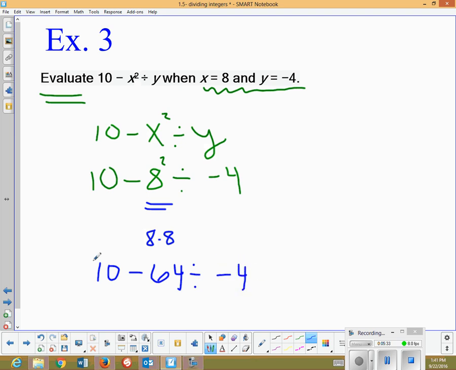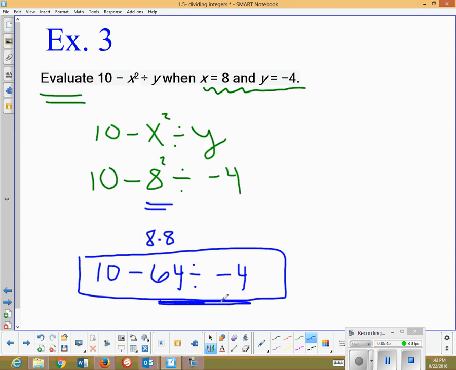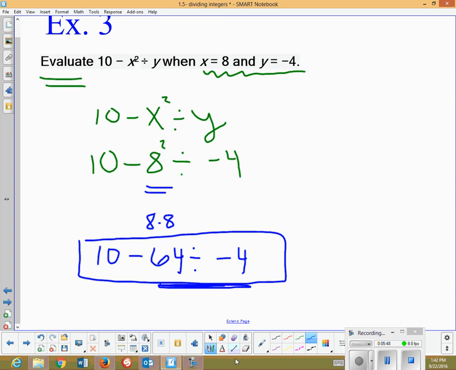Okay, now in PEMDAS, for order of operations, the next thing we're going to do, after parentheses and exponent, is multiplication or division. Since we don't have any multiplication, but we do have division, and I notice division is right here, I'm going to go ahead and divide that. So we're going to ask ourselves, what is 64 divided by 4? If you're not sure, 64 divided by 4 is going to give me 16.